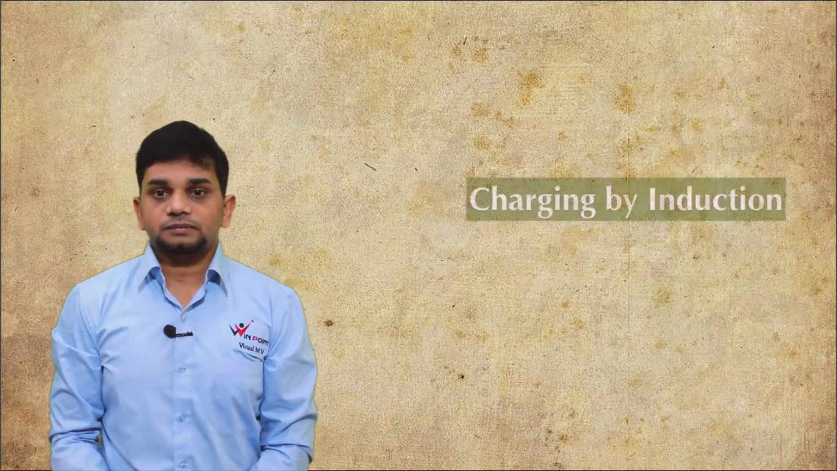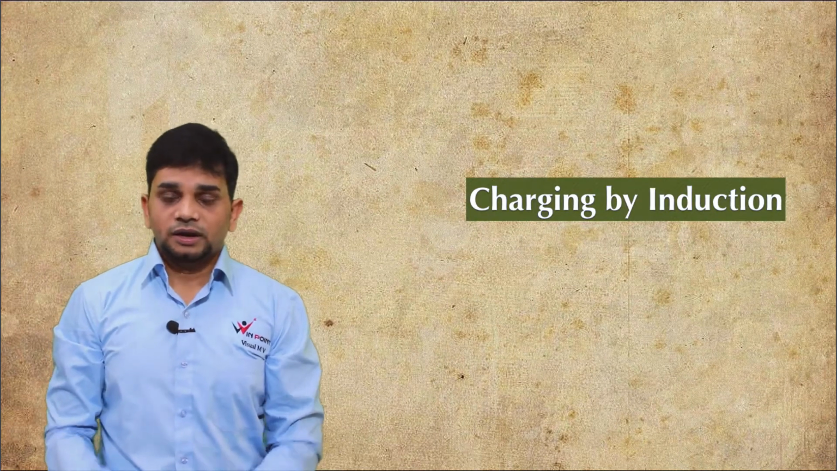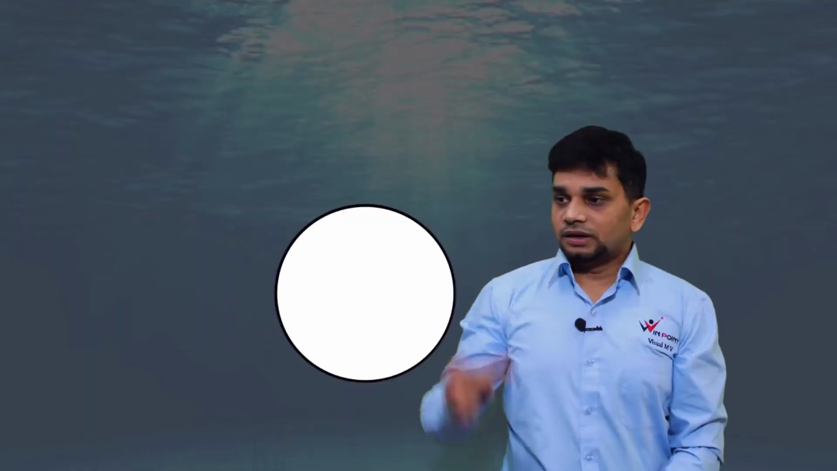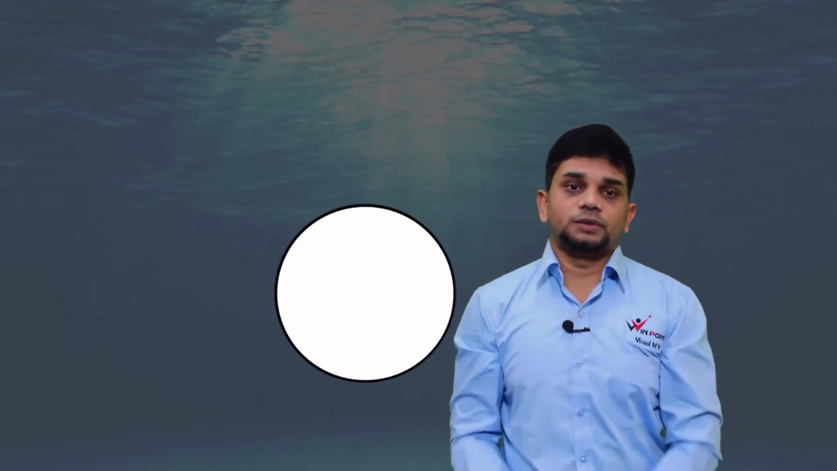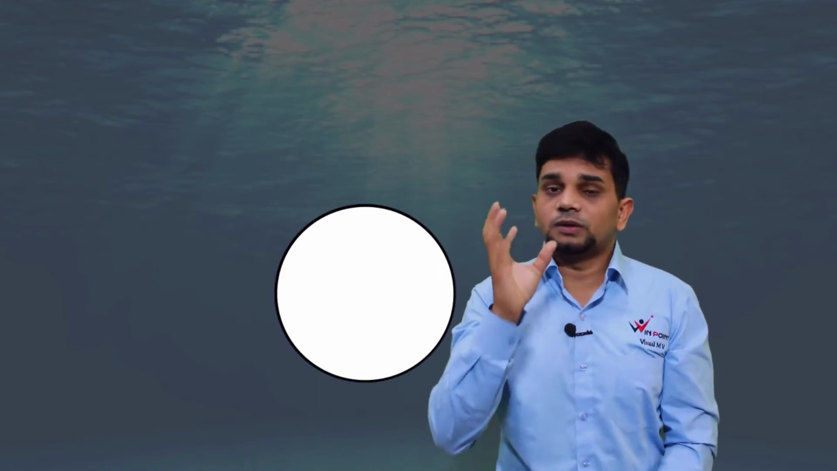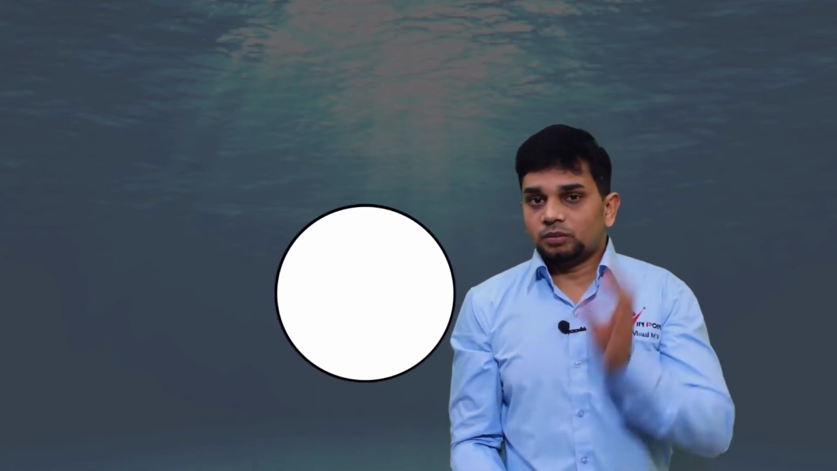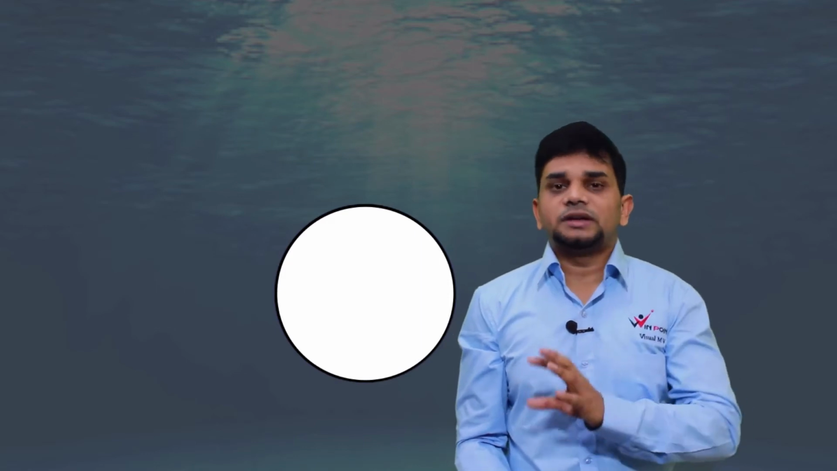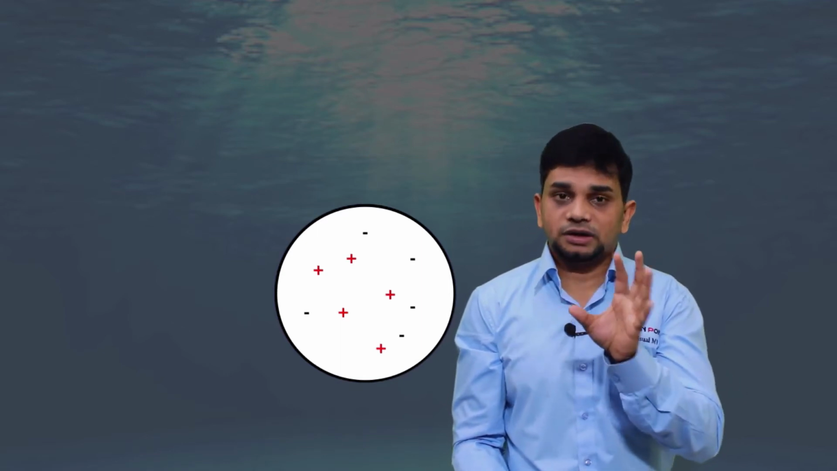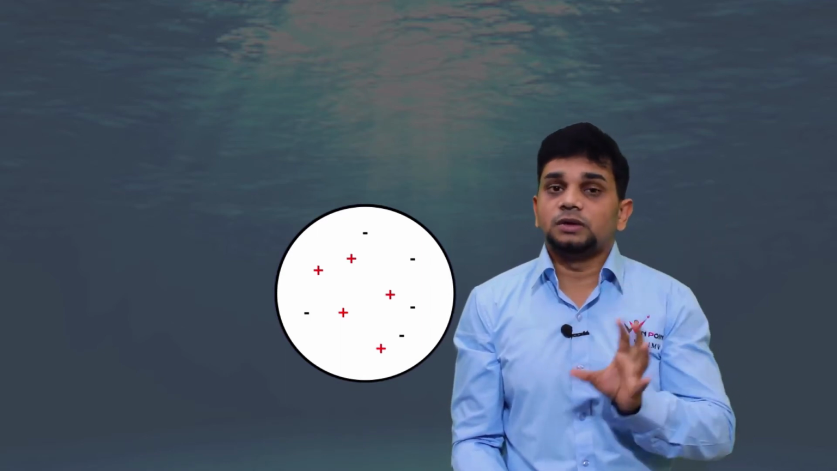Next one, charging by induction. Induction is a very important process. Let's see what is happening here. Here we have an uncharged object. The charge of this object is 0. Why is the charge of this object 0? Because the number of protons and the number of electrons are the same. Positive charges are there, negative charges are there, but equal in number. So the total charge will be 0.